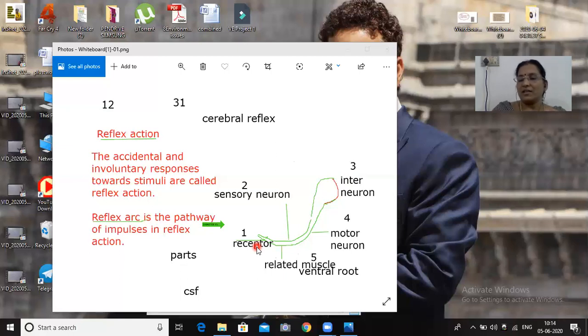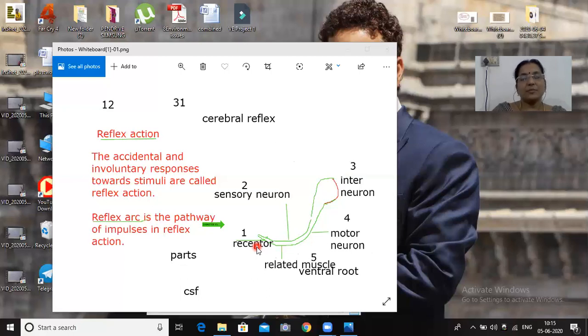Suppose we take away the hands from the hot iron. How did you take away the hand from that hot iron? What all processes are there in between? Actually, what is the pathway? From the receptor, it should be carried by the sensory neuron, then interneuron, then again the messages from the spinal cord should be carried by motor neuron, then it should reach the related muscle. So that pathway is known as reflex arc. Okay, very good.